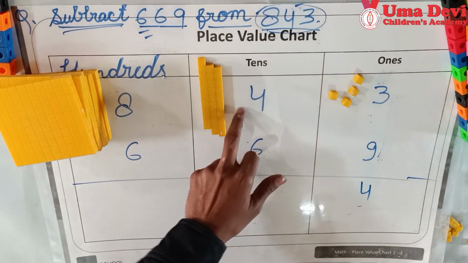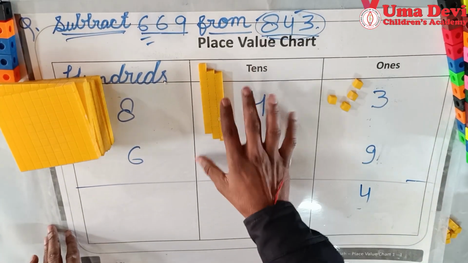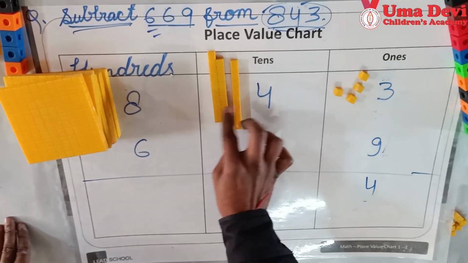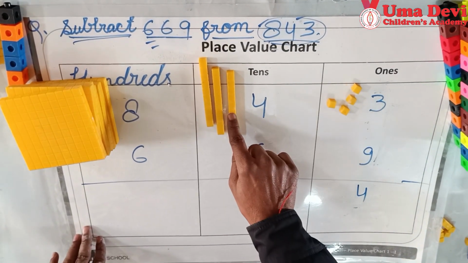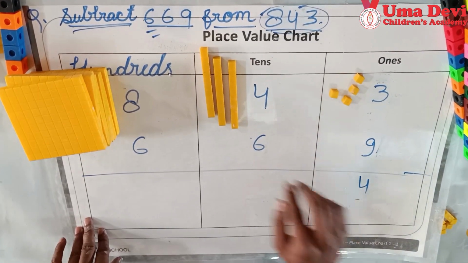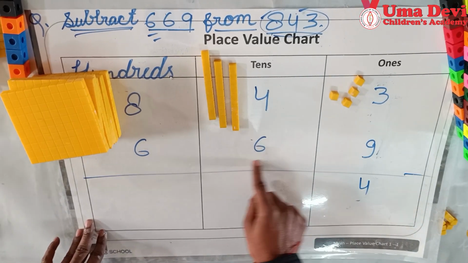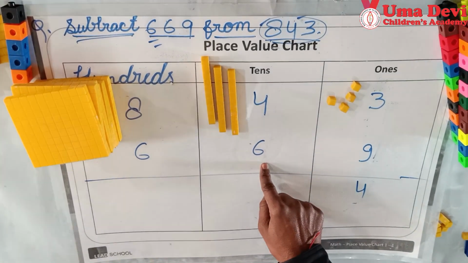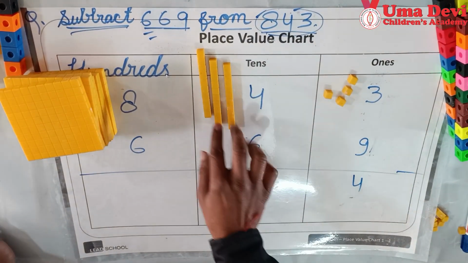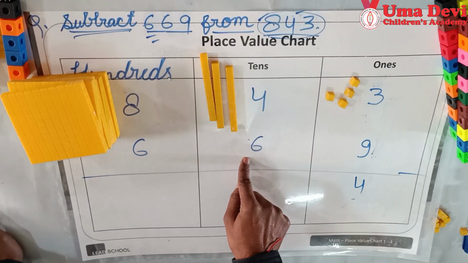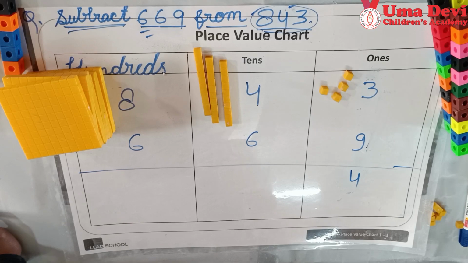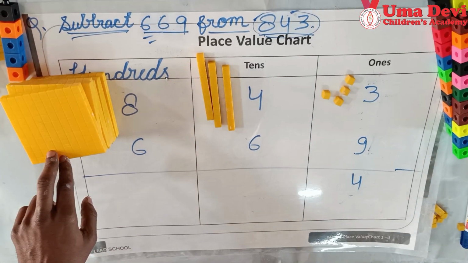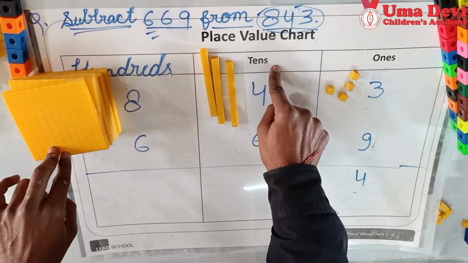Now come to the tens column. There are 3 tens left because we have given 1 tens block to the ones. So now there are 3, but we have to subtract 6 from this tens. There are 3 tens, but we have to subtract 6. Still we cannot subtract 6 from 3. So what will we do? What will this tens do?